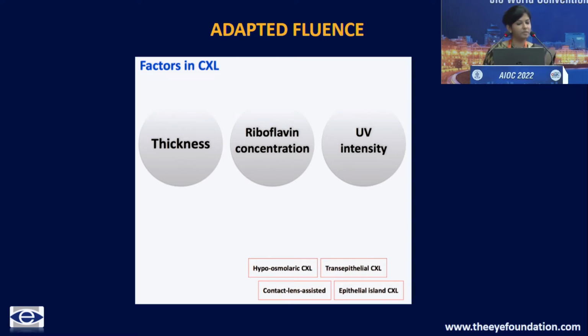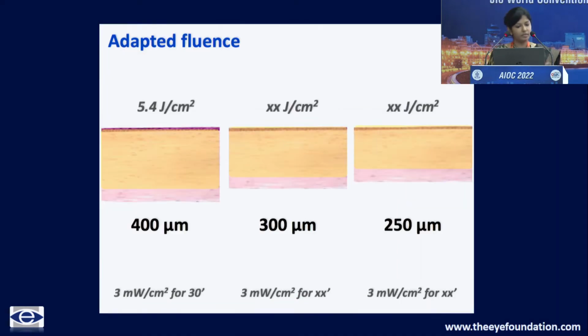Finally, another option that is being looked into is the adapted fluence. So we have changed the thickness and seen, we have changed the concentration of the riboflavin and seen. So why not change the UV intensity? What we can do is, instead of keeping the total energy at the same level, we can reduce it by changing the duration of time that it is given for. So we need to come up with proper nomograms, and for each thickness, we can have a different duration.